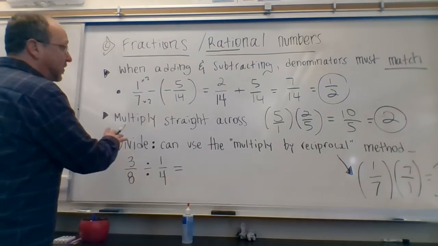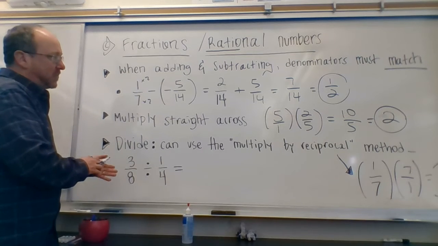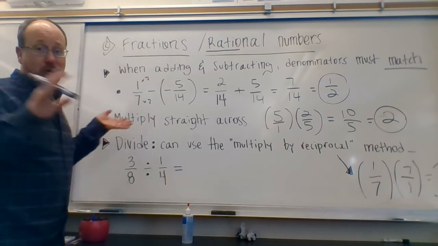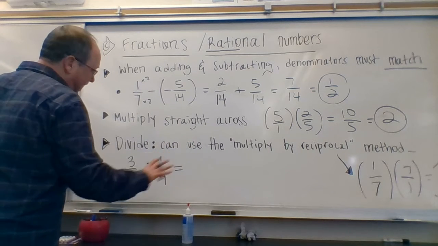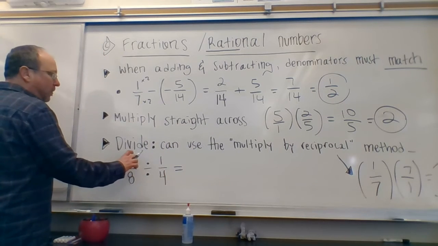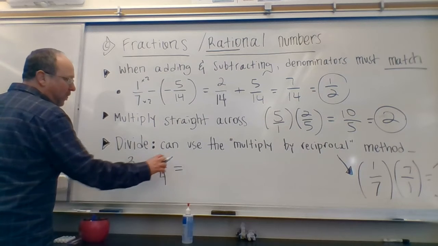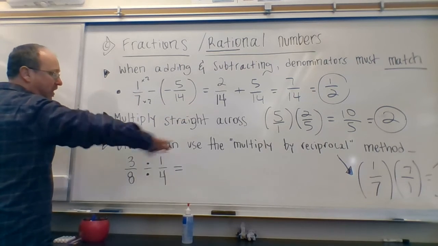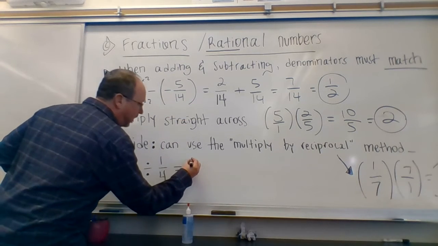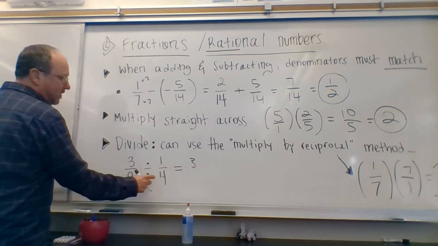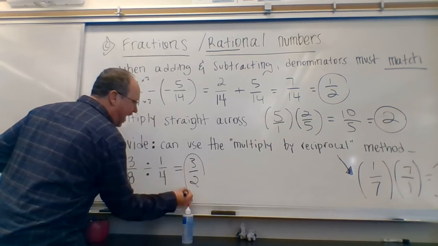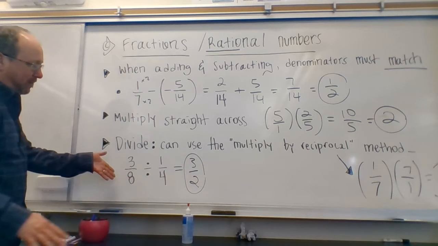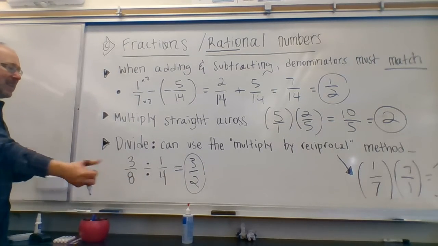Going on. So dividing, you can use this rule, multiply by the reciprocal method. Now, hold on. You don't always need to use that. Check this out. So we've got 3 divided by 1. So like multiplying goes straight across. 3 divided by 1 is 3. 8 divided by 4 is 2. So here, it is set up. Like I'm looking at it, I'm like, no, I can divide that.